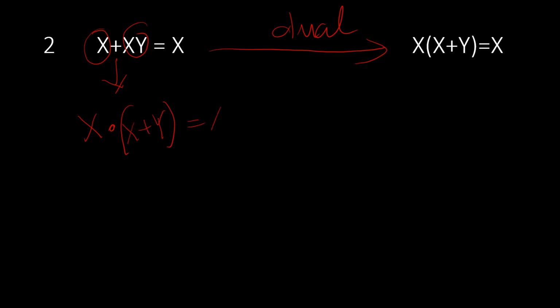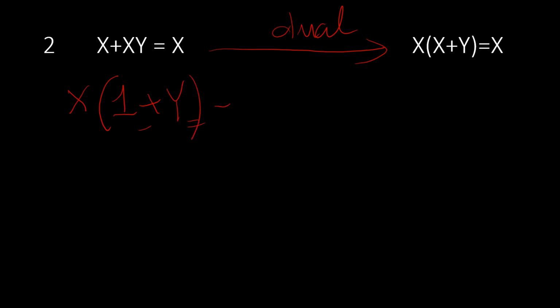This is equal to x, and this is my dual. Okay, now let's prove them. The proof here is very easy because my expression is simple. So I will just put x common factor 1 plus y. So this is equal to what? 1 plus y is equal to 1. X and 1 is equal to x. So done for the first part.